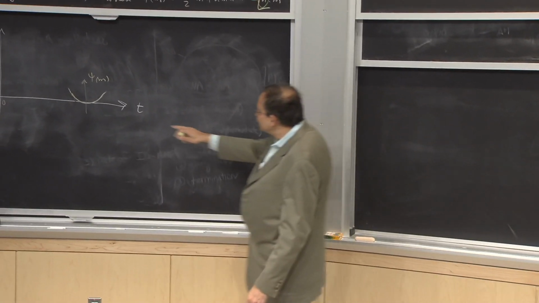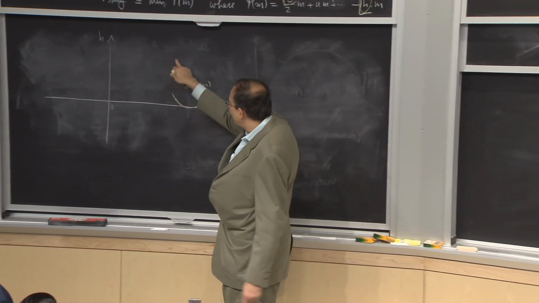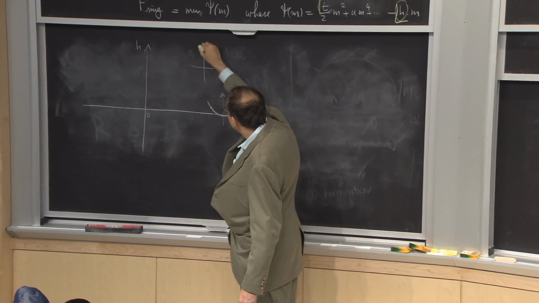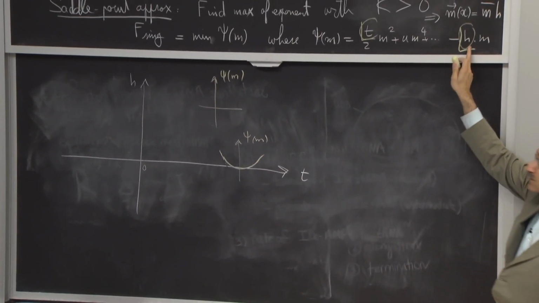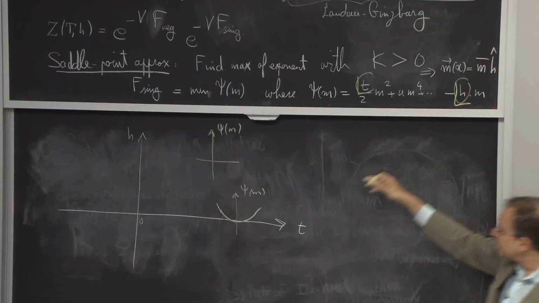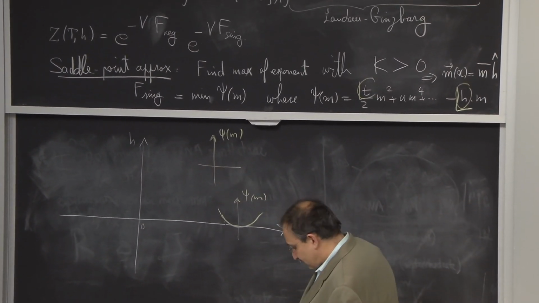So this is supposed to be right on the axis. If I go up on the axis, what would psi of m look like? So now I have a term that is positive hm. So it starts linearly to go down.